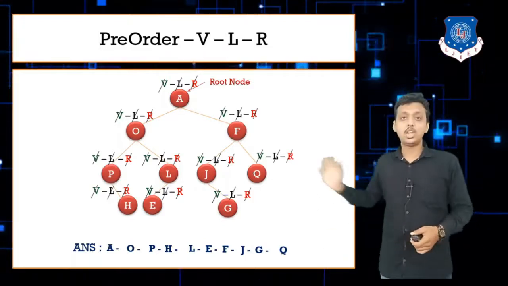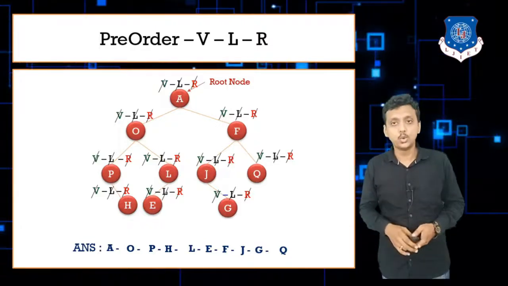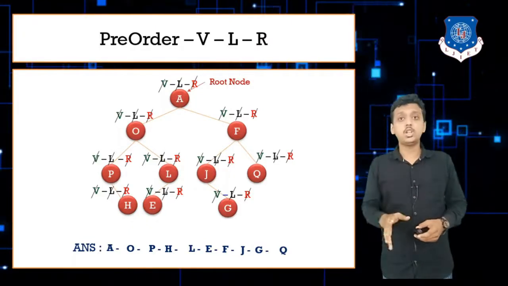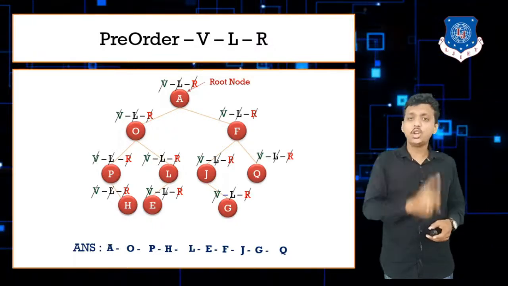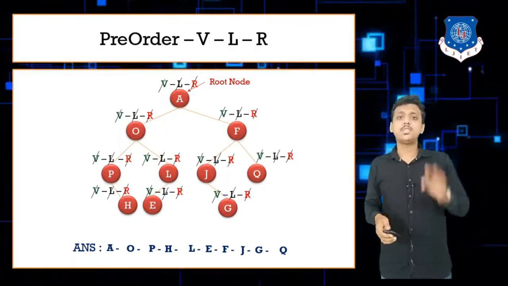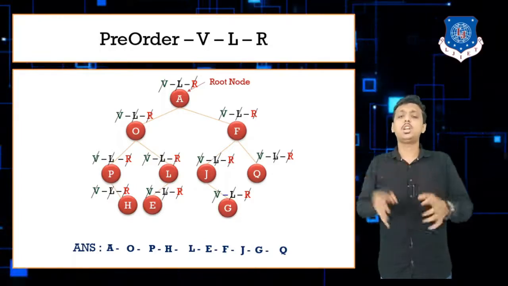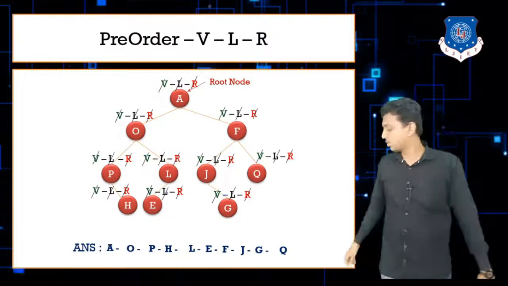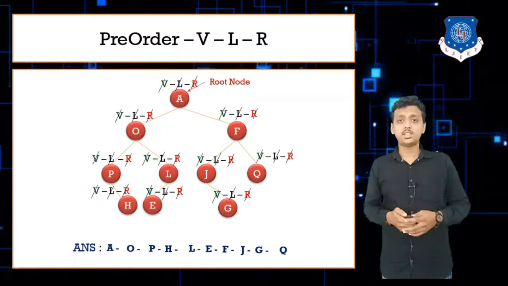A, O, P, H, L, E, F, J, G and Q. Fine. So always remember that in pre-order we are visiting root node first, and in in-order students we are visiting the root node in the middle of the sequence of the nodes. Fine. So that's a pre-order traversal operation.